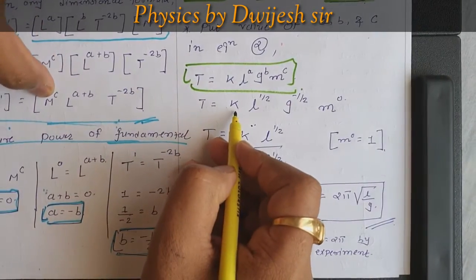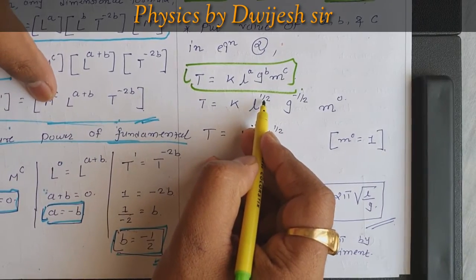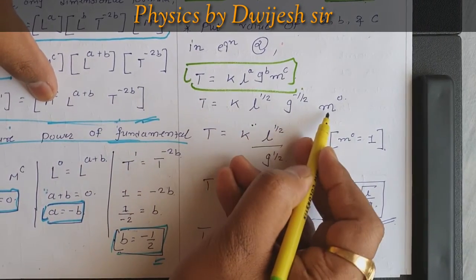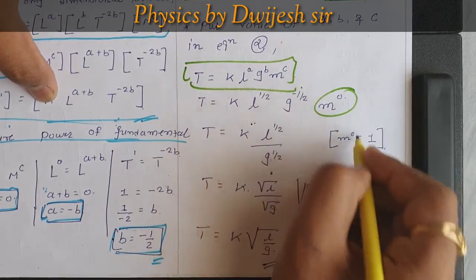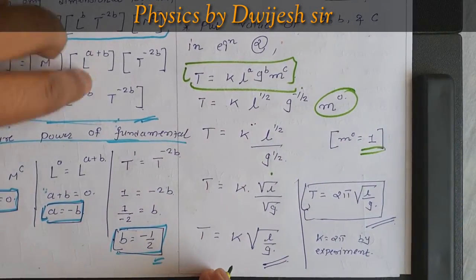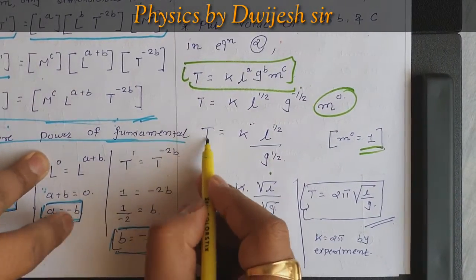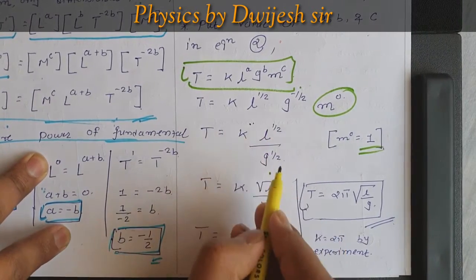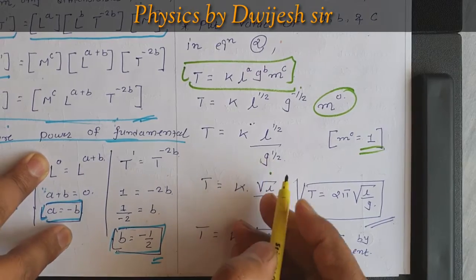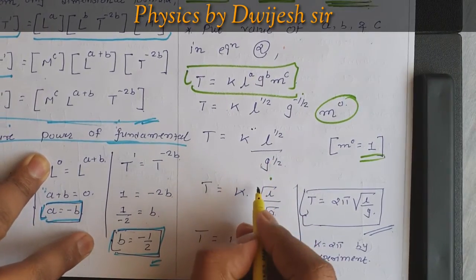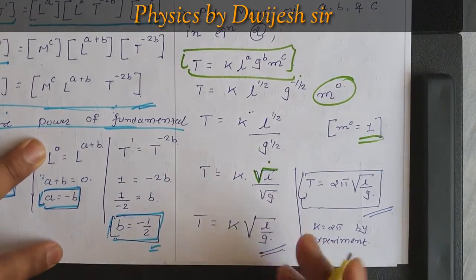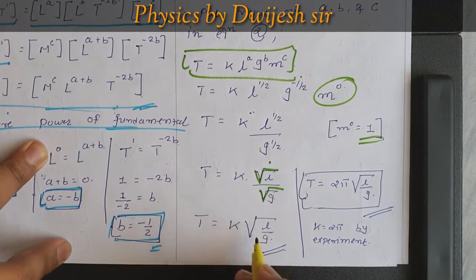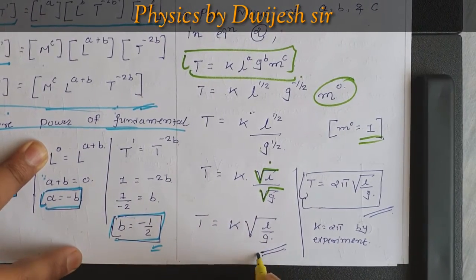So k is a constant, the power of l is 1 by 2, the power of g is minus 1 by 2, and the power of m is 0, but anything raised to the power 0 is 1 mathematically. Now t equals k into l to the power of 1 by 2 and g to the power of minus 1 by 2. The power of 1 by 2 is also known as a root, so root l upon root g, so t equals k times the root of l by g.